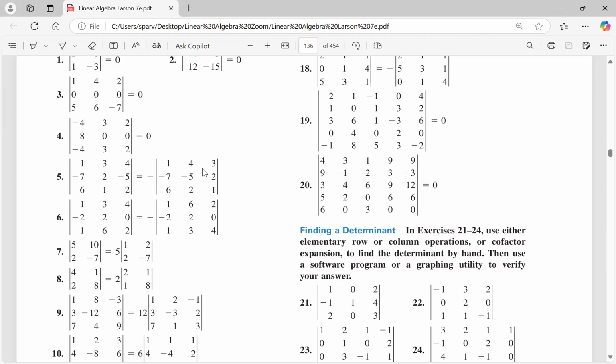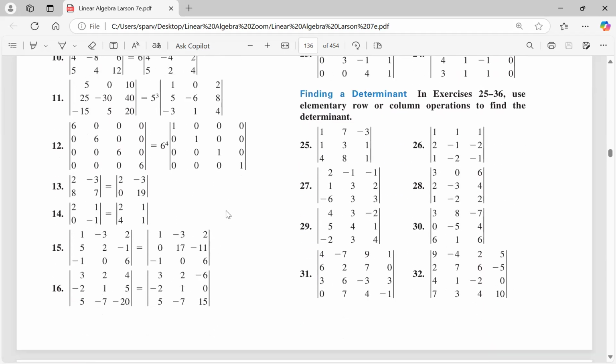Remember, when you switch rows and columns, the effect is to make this negative. So if you don't put a negative here, that means you've changed the determinant from its original value to a negative value. So he puts a negative in front to make sure that compensates for switching 2 columns. So that's number 5.